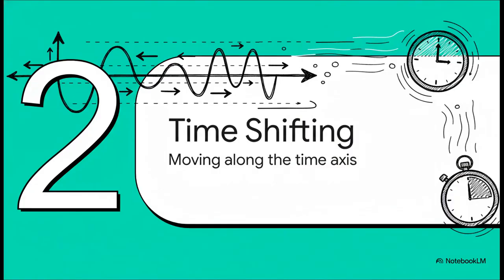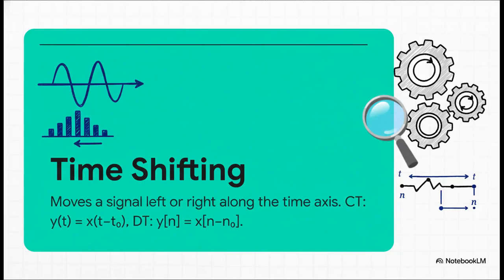So let's grab our first tool from the toolkit, time shifting. This is all about sliding a signal left or right along the time axis, moving it forward or backward in time without changing its actual shape. And here's the math that makes it happen. For any signal, let's call it x(t), you can create a shifted version simply by replacing t with t minus t0. That little t0 is just a number that tells you how much to shift. And it works exactly the same way for discrete time signals. We just use n and n0 instead.